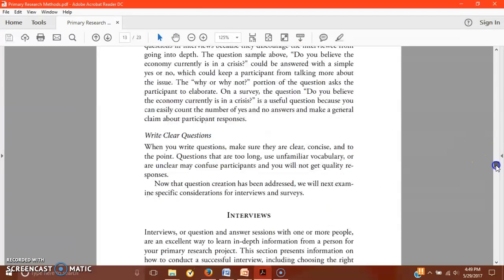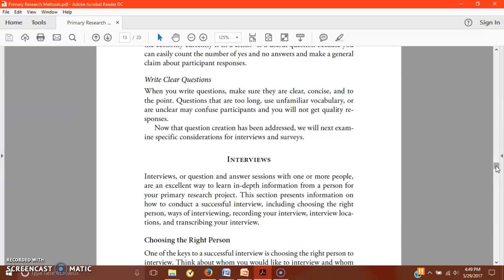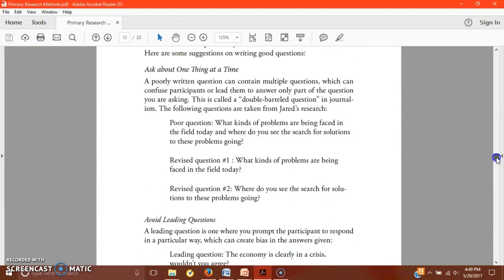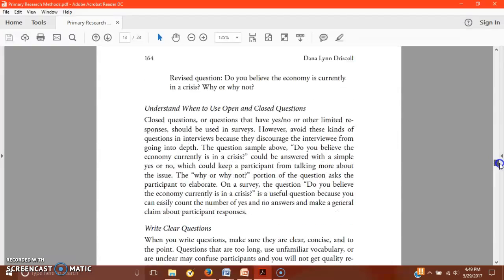Write clear questions. I stumbled over my words a lot just a second ago. Don't do that in your surveys. All right, write clear questions that don't yield leading responses. And that's pretty much it for the surveys. If you can avoid these 4 things, then that will really help with your information.